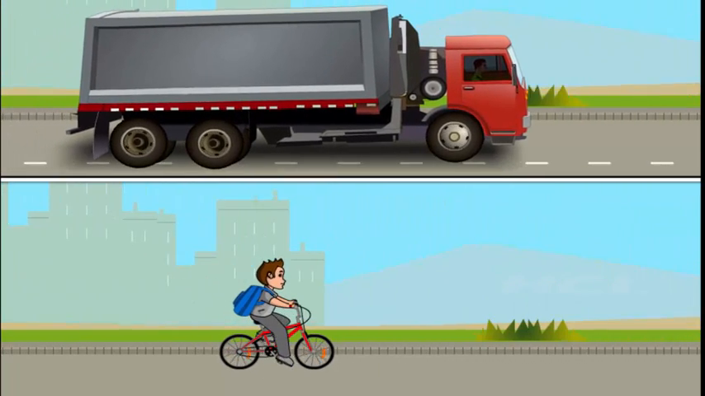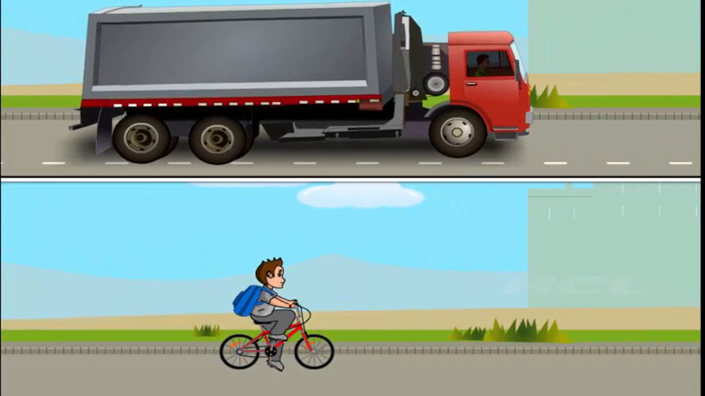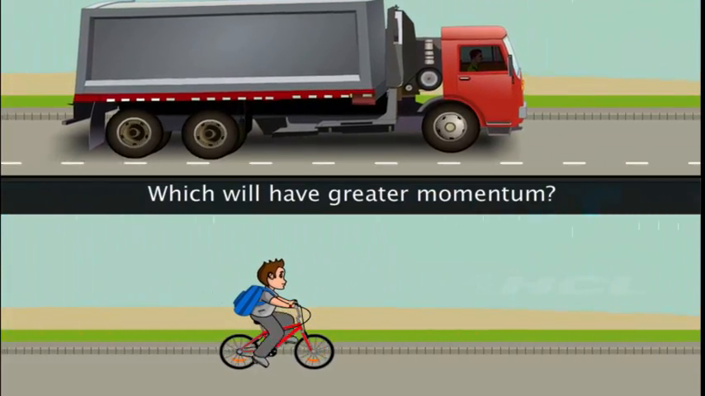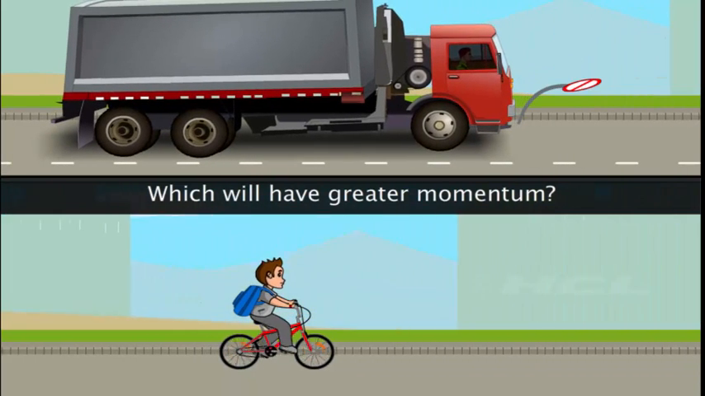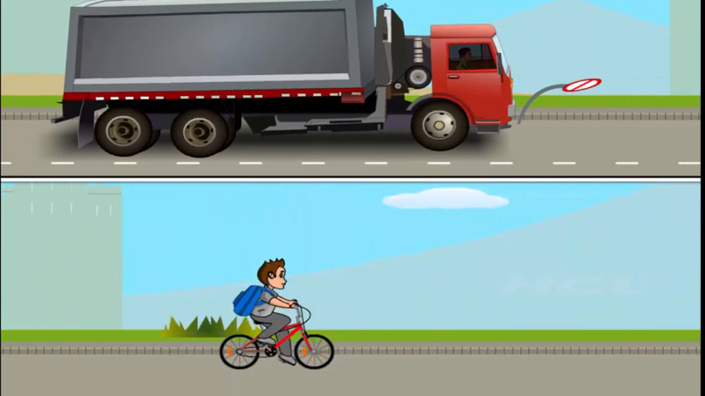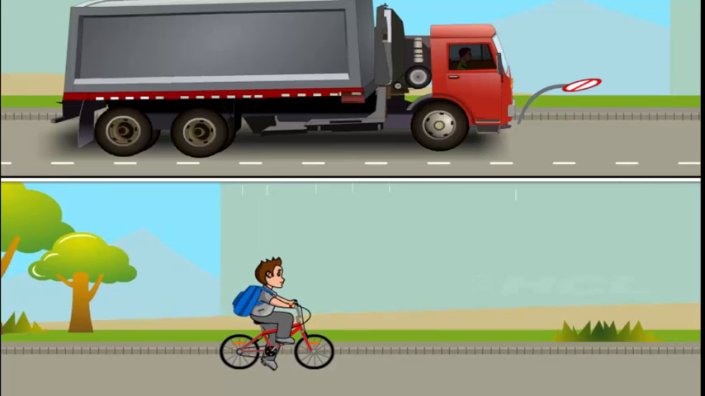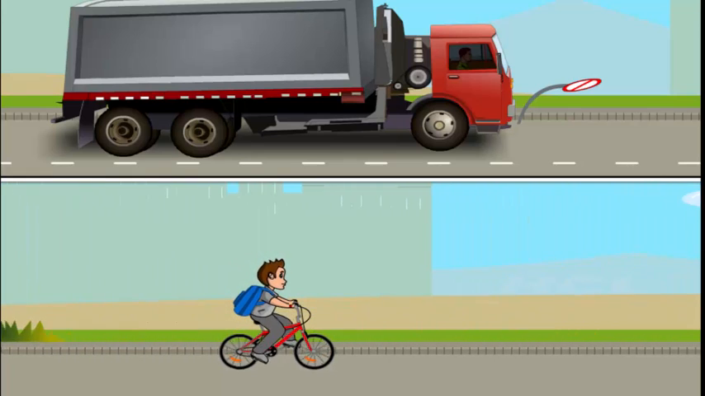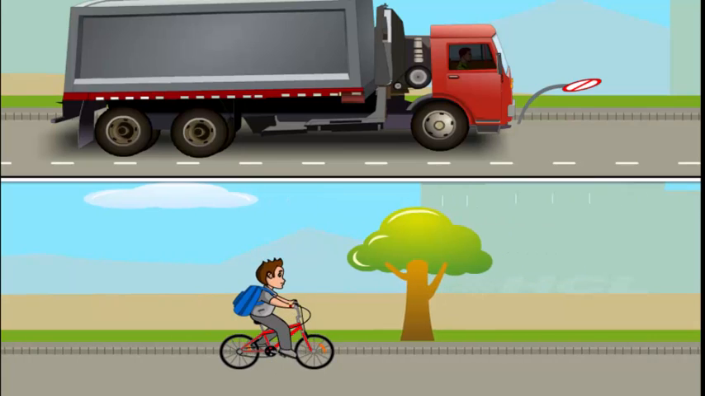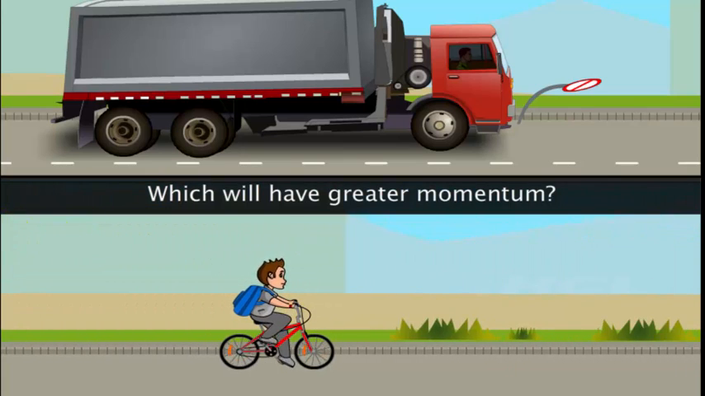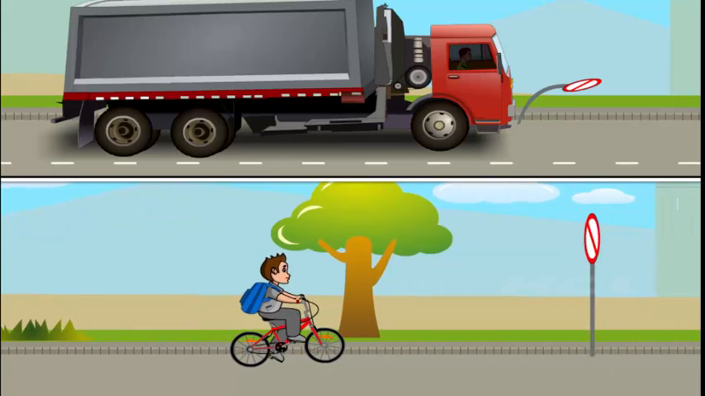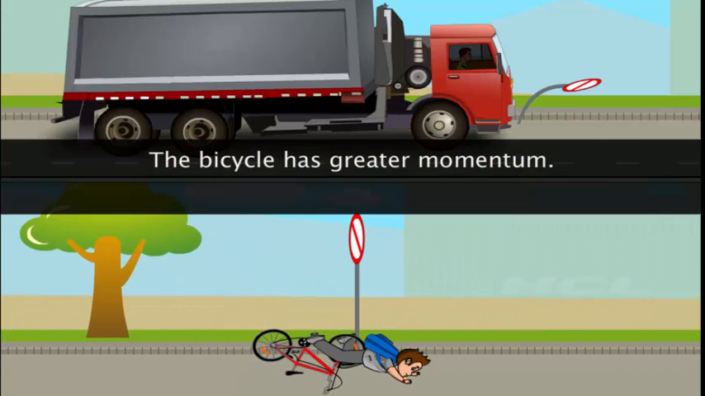Let's consider a truck and a bicycle moving down the street at the same speed. Which will have greater momentum? The truck will have greater momentum because of its size. Let's consider the same example, but now the truck is at rest and the bicycle is moving. Which will have greater momentum? Now the bicycle has greater momentum, because when there is no motion, the momentum is 0. Hence, the truck has 0 momentum.